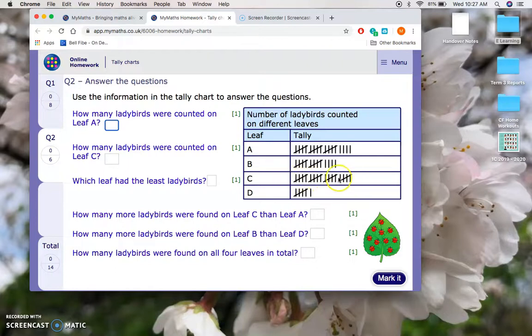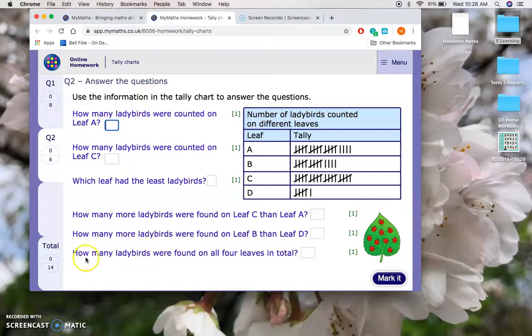So I will count up leaf C, I will count up leaf A, and I will write the equation of how many are on leaf C, take away the amount on leaf A. So you're looking for the difference. That's the same with this question here. How many more ladybirds were found on leaf B than leaf D? Even though it's asking us about how many more, we need to use subtraction to answer these questions.